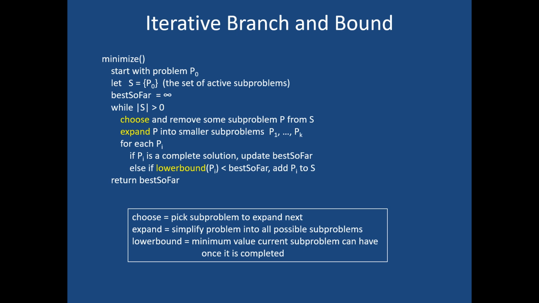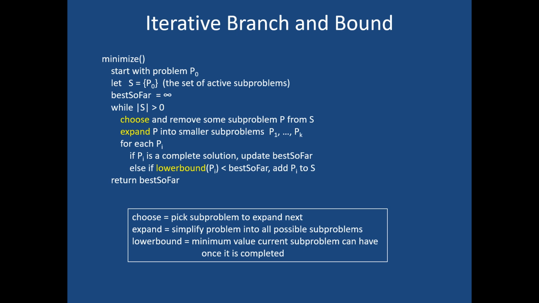Now, how's this different from what we did? We didn't do iterative branch and bound, we did recursive branch and bound. So what's the difference? Yeah, this again has to do with this choosing and the set. So we didn't have a set of subproblems, we just had a recursion tree. It's the same difference as with exhaustive search, depth first search.